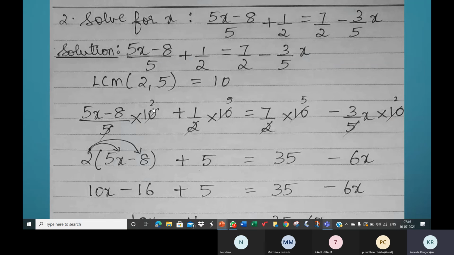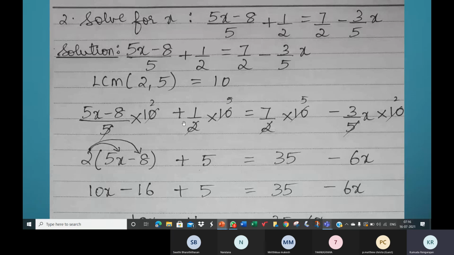Do we understand the meaning? You should multiply 2 with 5x minus 8, so write that in a bracket. You'll have to multiply 2 with 5x minus 8. You don't see any sign here. It's multiplication. See here, no sign, multiplication.